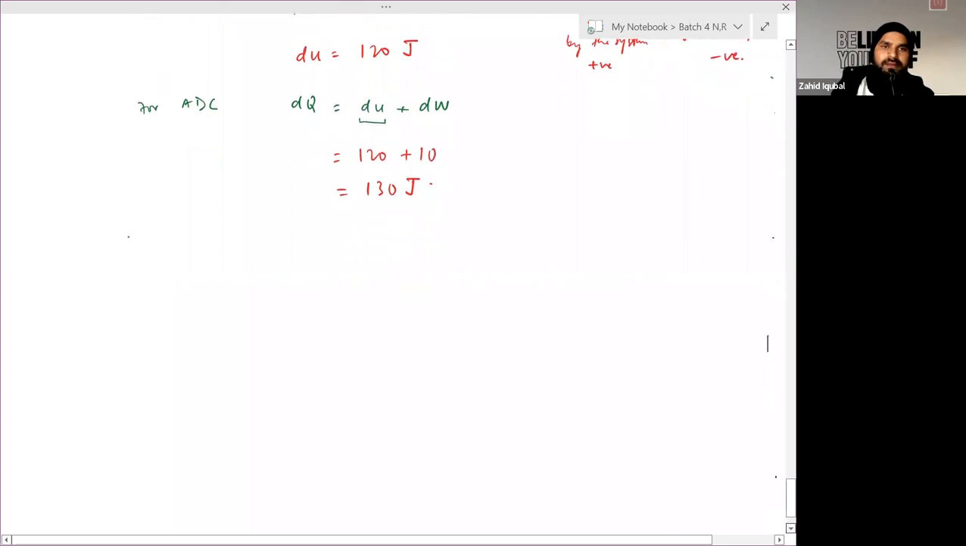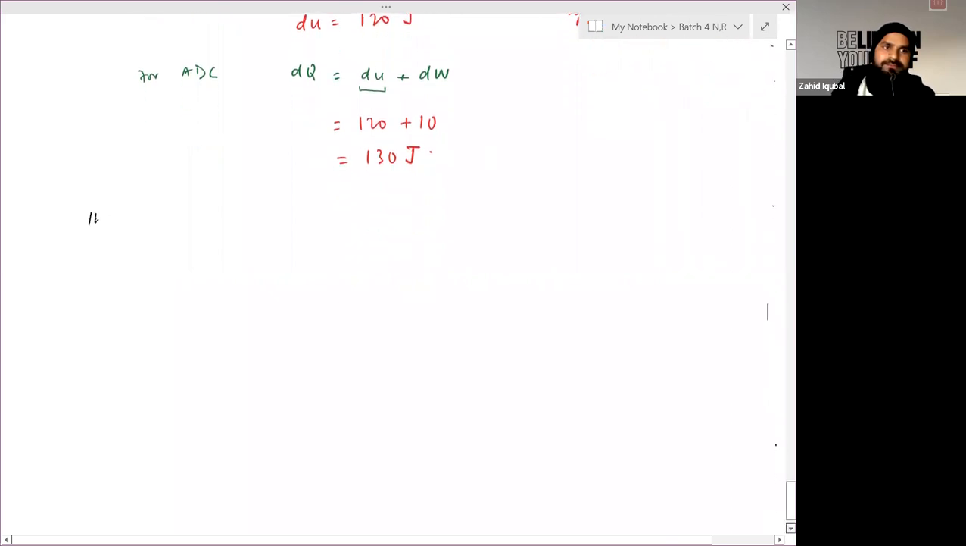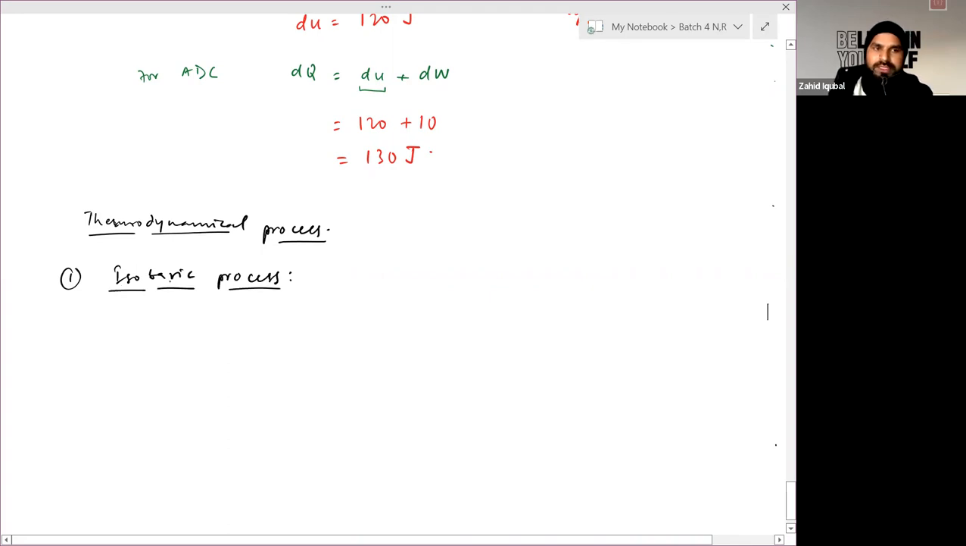Next is thermodynamical process. First is isobaric. The process which is carried out, iso means same, bar defines you for pressure. It means at constant pressure. So it will also be termed as Charles' law.